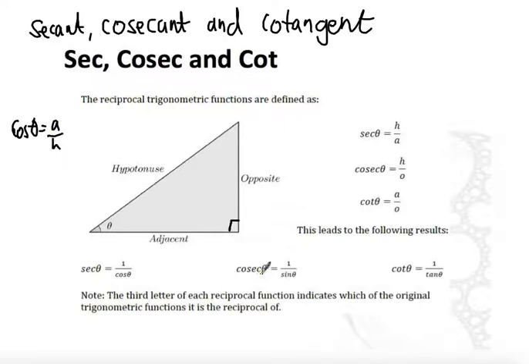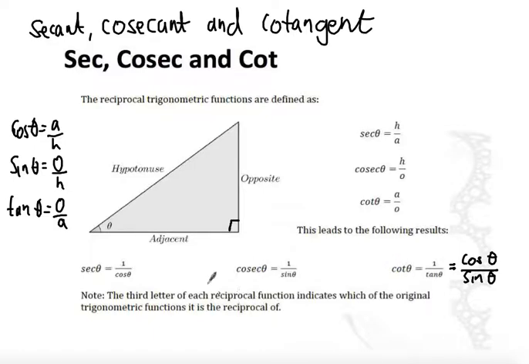Cosec theta, since it's hypotenuse over opposite, is equal to 1 over sine theta, since sine theta equals opposite over hypotenuse. And cot theta is 1 over tan theta, since it's adjacent over opposite, and tan theta is opposite over adjacent. It's worth noting at this point that 1 over tan theta is equal to the inverse of the trigonometric identity sine theta over cos theta, so cos theta over sine theta.